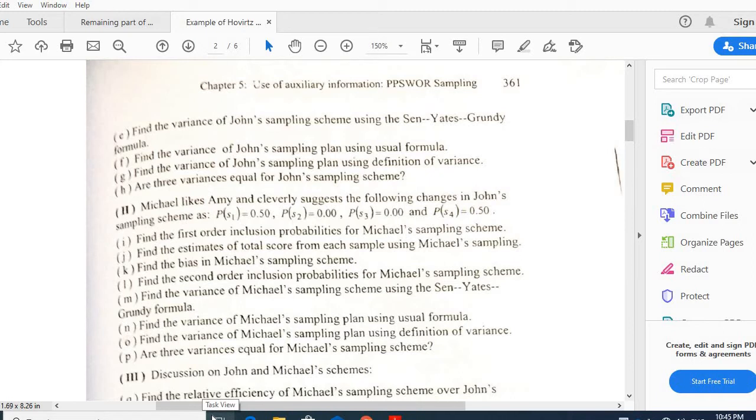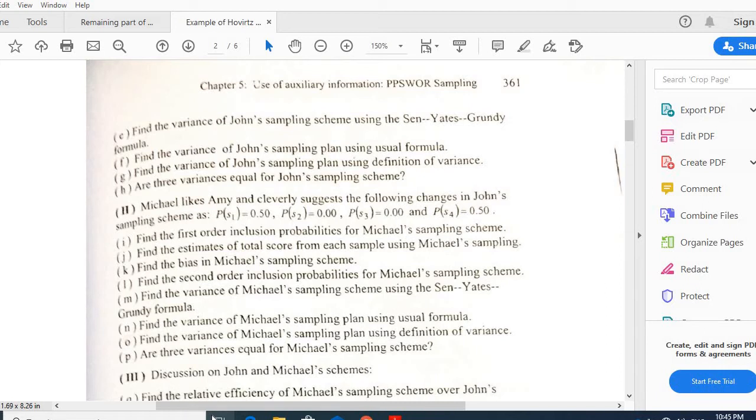Michael likes Amy and cleverly suggests the following changes in John's sampling scheme. As PS1 is equal to 0.5, PS2 is equal to 0.03, PS3 is equal to 0.00 and PS4 is equal to 0.5. Find the first order inclusion probability. Find the estimate of total score from each sample using Michael sampling scheme. Find the bias in Michael sampling scheme.